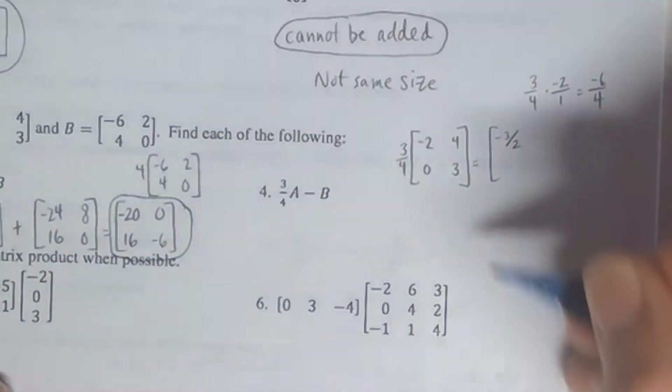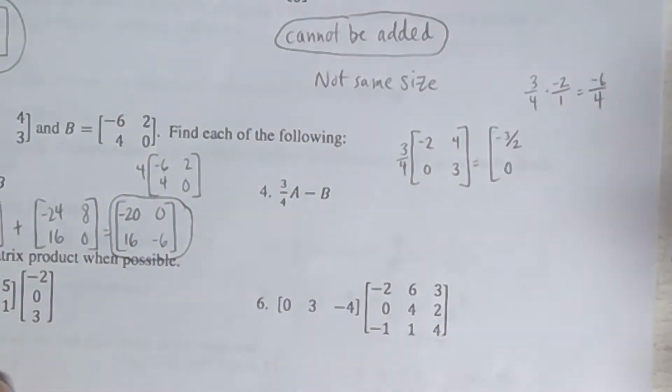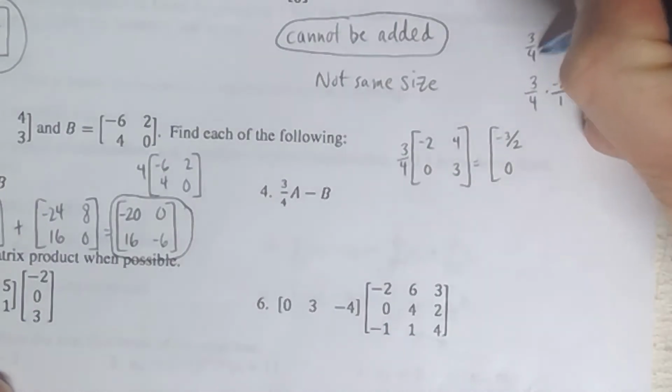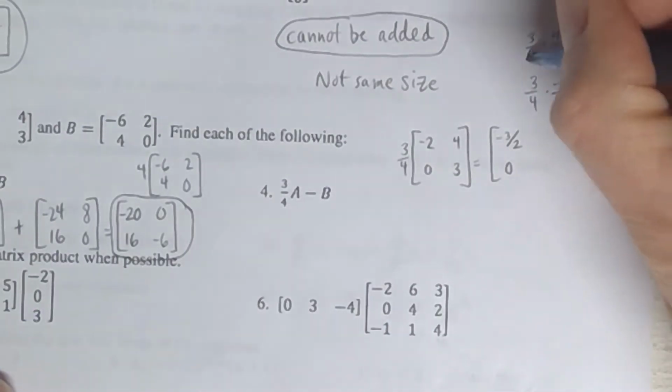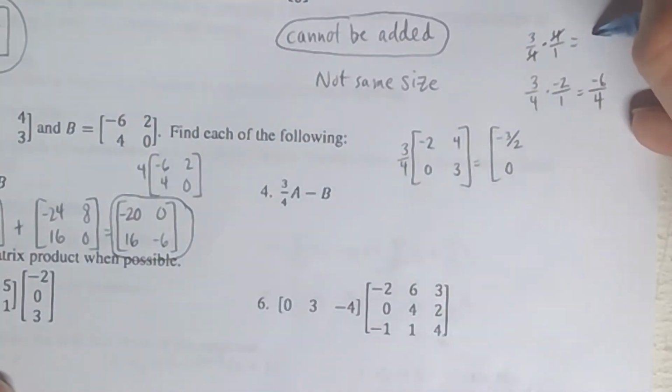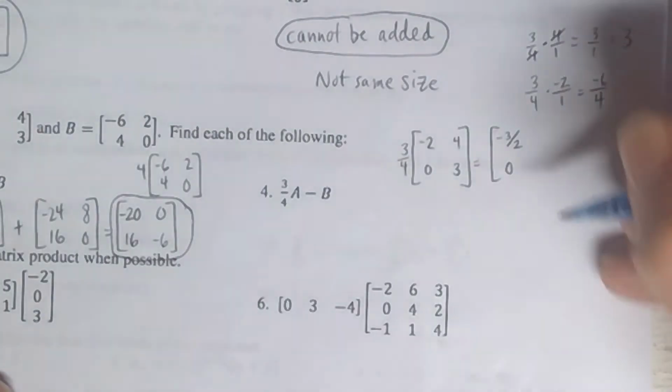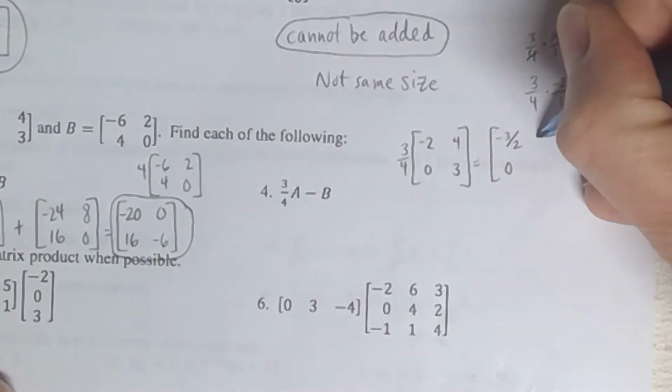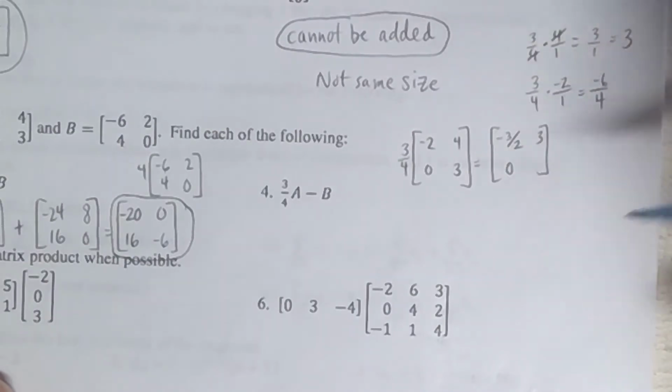Okay. 3/4 times 0 is 0. 3/4 times 4. Since the 4's are the same, and since I'm allowed to cancel those in this case, because those are both just single terms, I get 3/1, which is 3. And so that 3 would then go where the 4 was, since I multiplied by the 4.